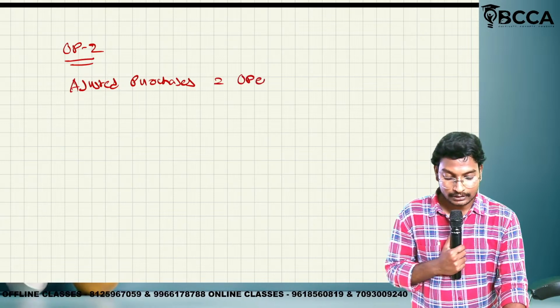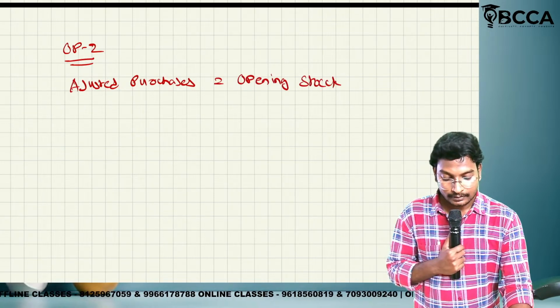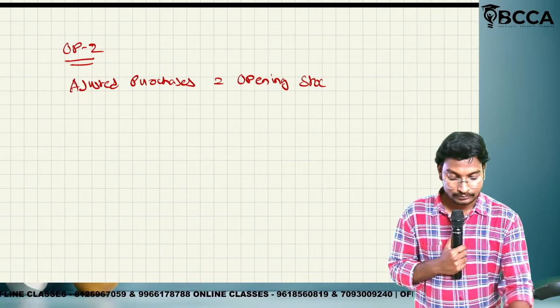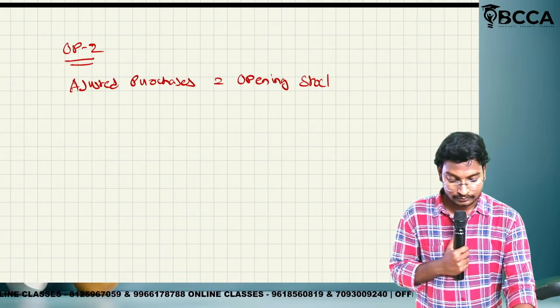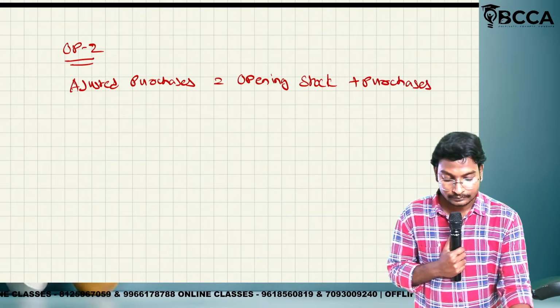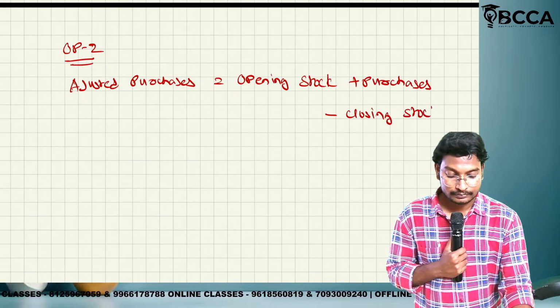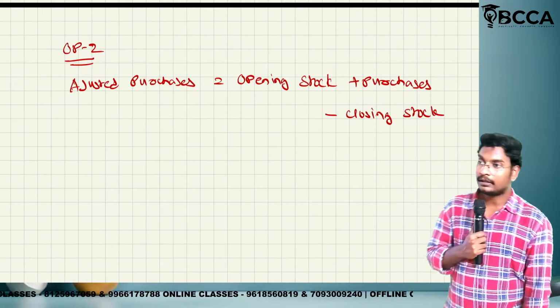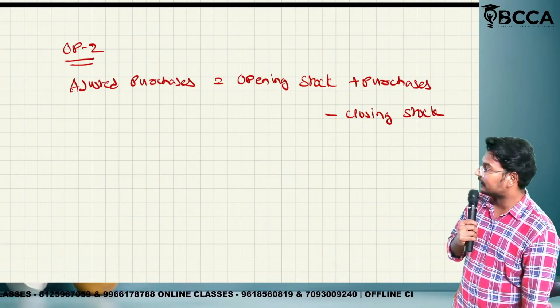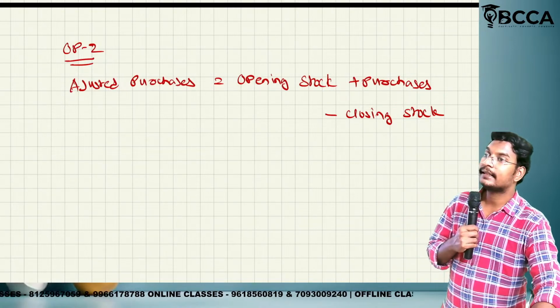Opening stock, plus purchases, minus closing stock. What is the adjusted purchase formula? Opening stock plus purchases minus closing stock is called the adjusted purchase formula.